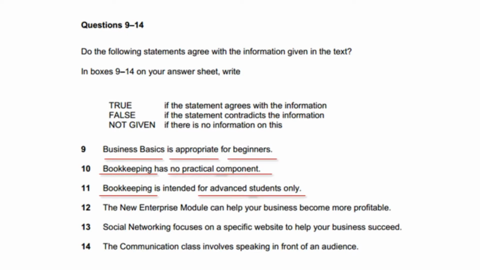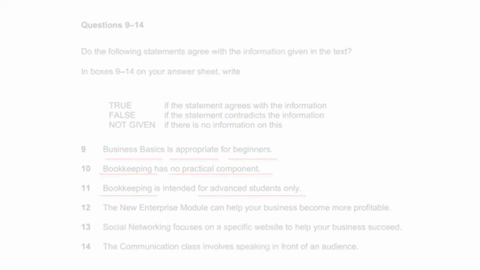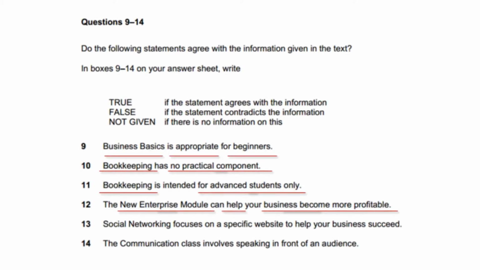Question 12 states, the new enterprise module can help your business become more profitable. We need to work out whether this statement is true, false, or not given based on the information given to us in the text. So first, underline any keywords. I would underline new enterprise module, help business become more profitable.